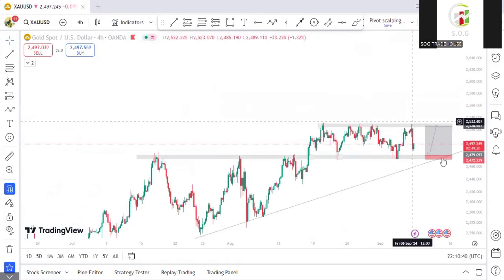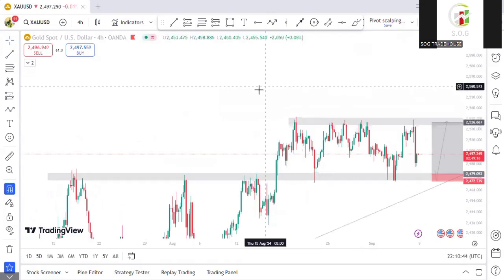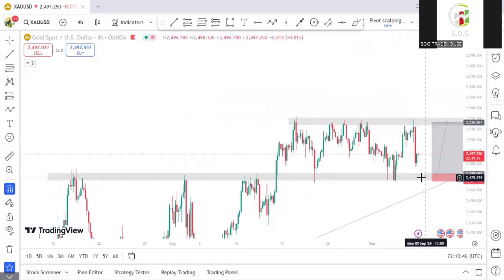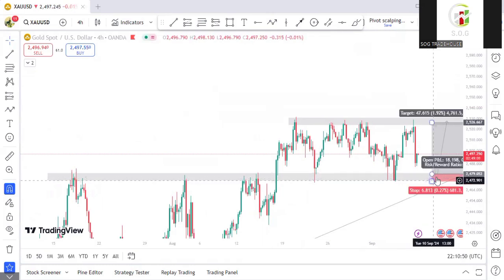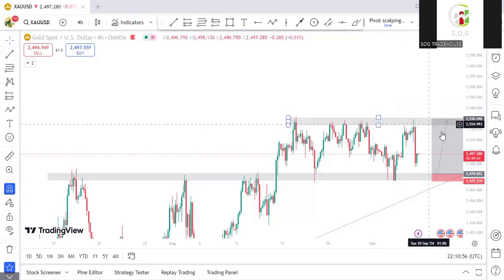So this is my analysis on gold. A very straightforward analysis. We just have to wait for the market to move back to the support. And if we get our candlestick pattern, we execute our trade and target this resistance over here.